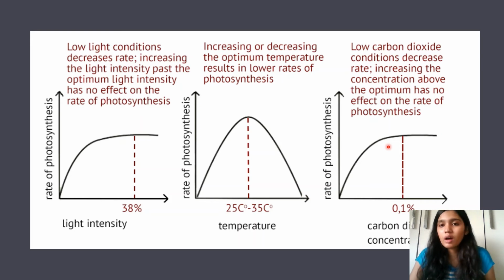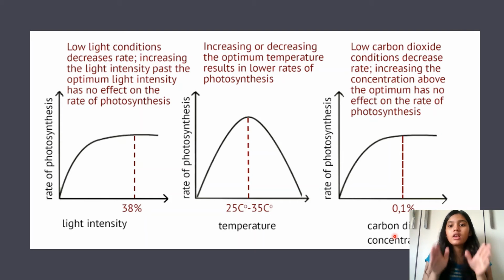Then you have your carbon dioxide concentration, which is similar to your light intensity. So when the graph is sloping, carbon dioxide concentration is your limiting factor. And then when it flattens or levels off, it's not your limiting factor. Light intensity and temperature could be your limiting factor because carbon dioxide concentration has no effect on photosynthesis after it levels off. Okay?